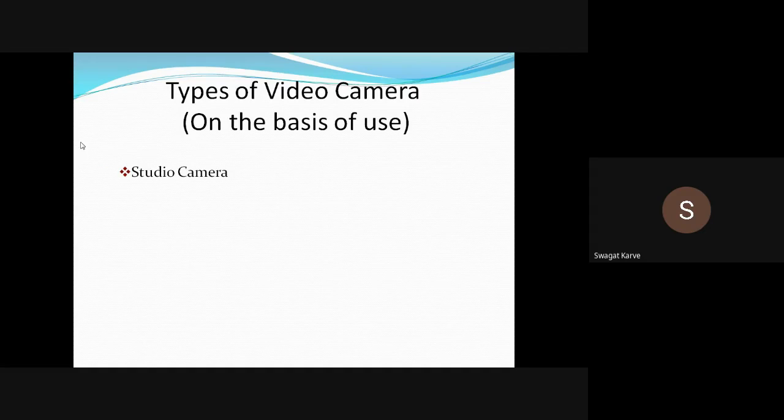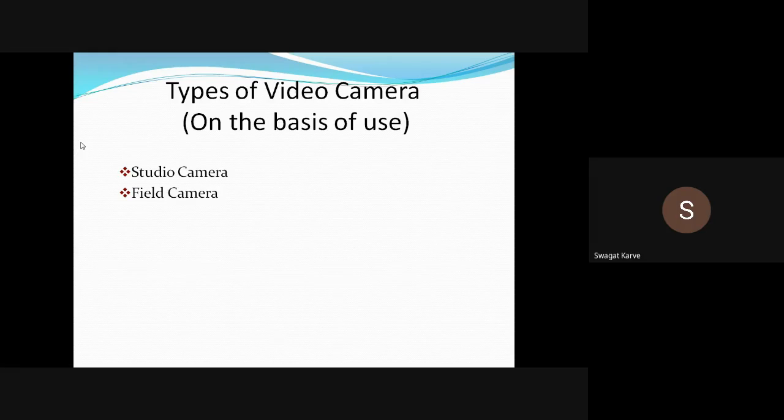Then, on the basis of use, you can again categorize video cameras such as studio camera and field camera. This studio camera is mostly used for studio purposes. म्हणजे तुमचं एखादा आपले दूरदर्शनचे स्टुडिओ असतात, जिथनं तुमच्या न्यूज ब्रॉडकास्ट होतात. These are the studios, right?